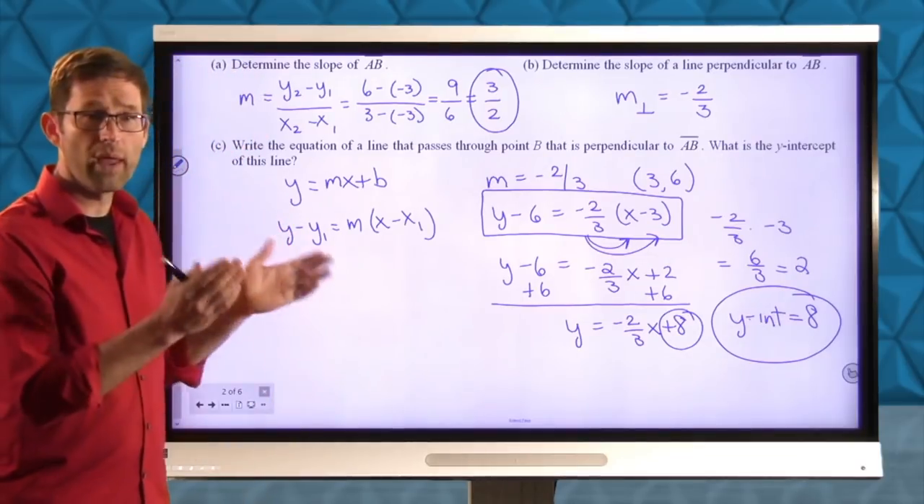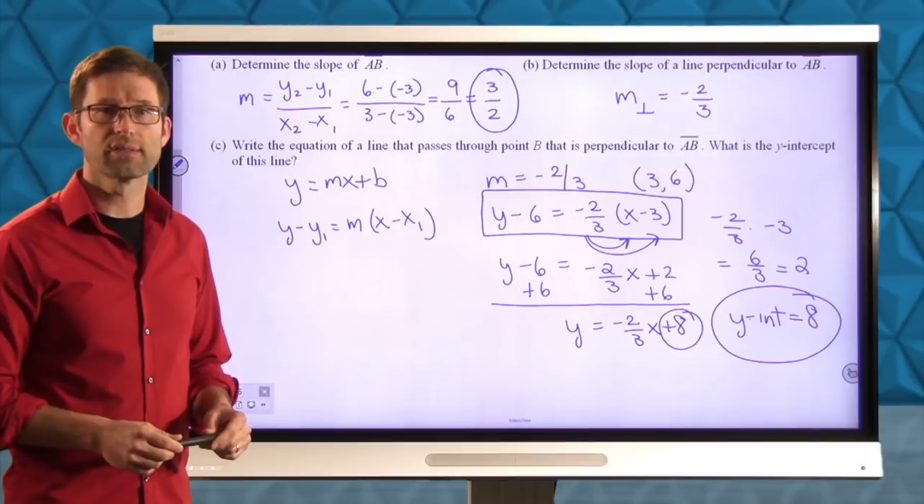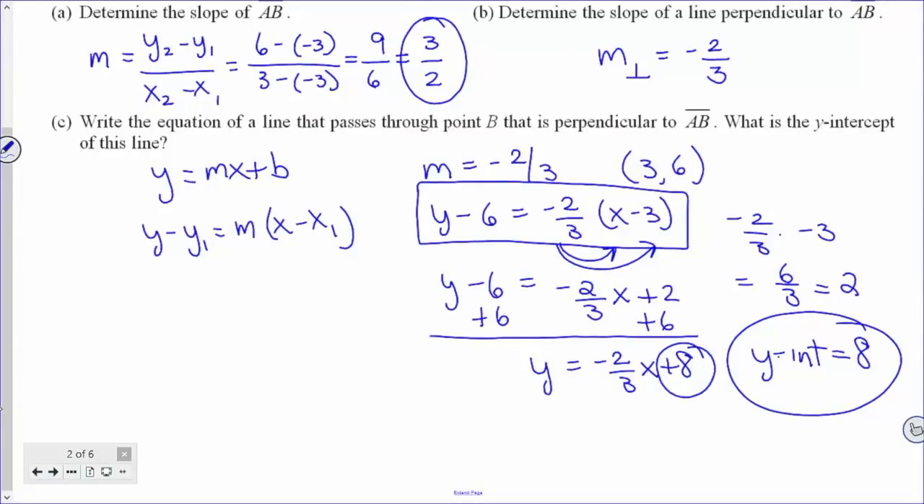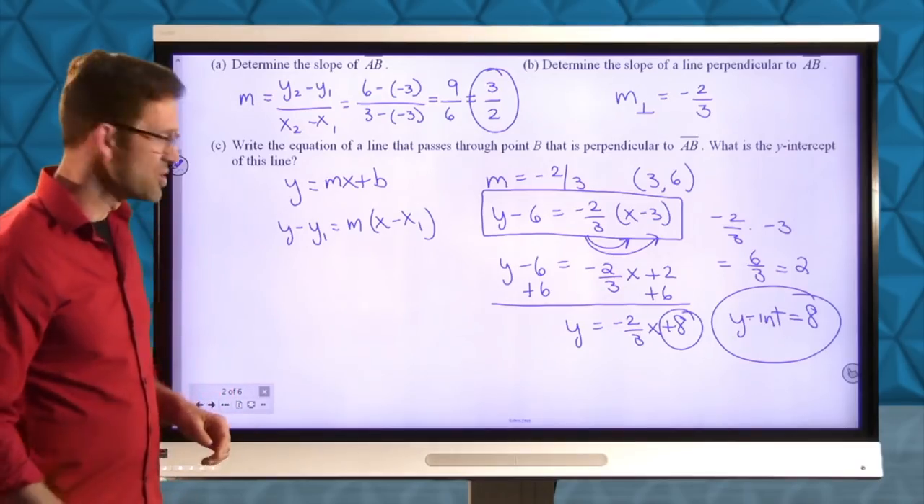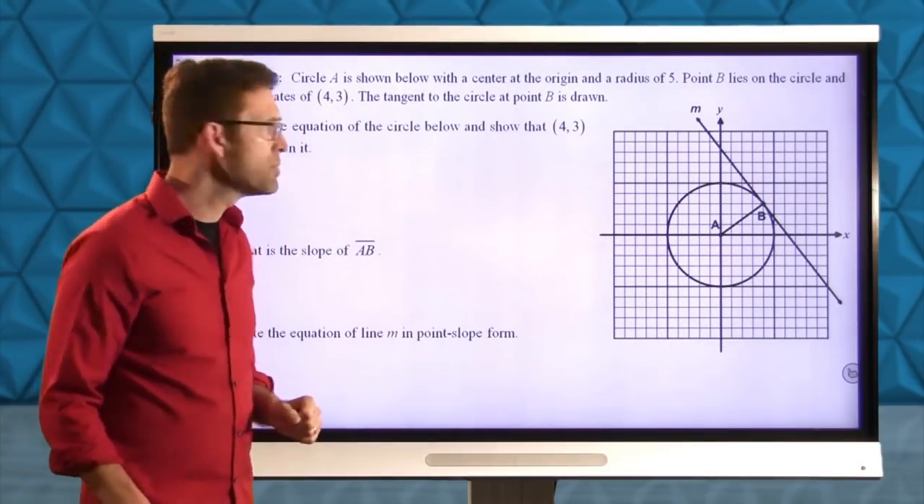All right, let me step out of the way, get this down, because we're going to need it when we write the equations of tangent lines. All right, let's do that. Let's get into some tangent lines now. Here we go. Nice, easy problem.